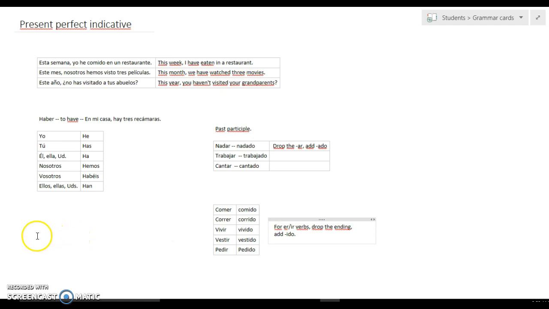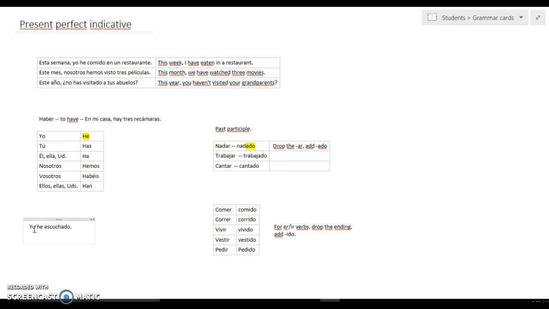So we could practice this, and we could say, how would I say I have listened? So first thing you do is you go up here, you say I have, you say yo he, right? And then listen is the verb escuchar. So escuchar is going to be an ado ending. You put those two together and you say yo he escuchado.